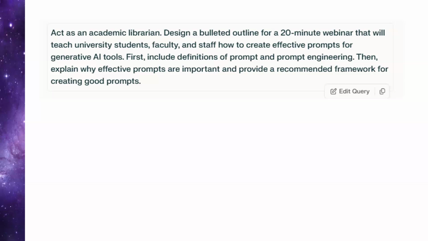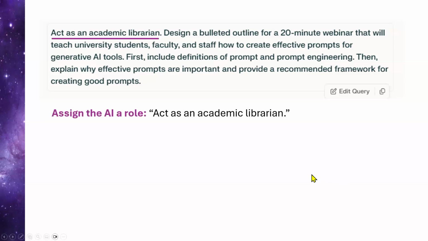All right, so let's break down how I applied some of our recommendations for effective prompts here. Number one, I assigned the AI a role. In this case, I wanted it to step into my shoes, so I instructed it to act as an academic librarian.